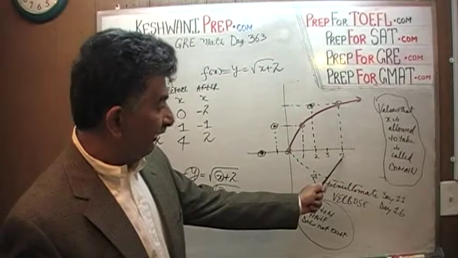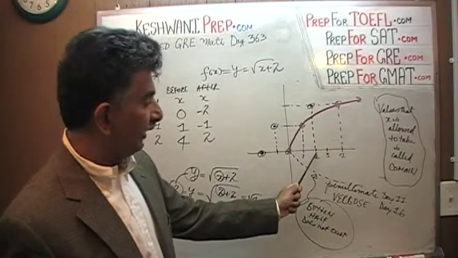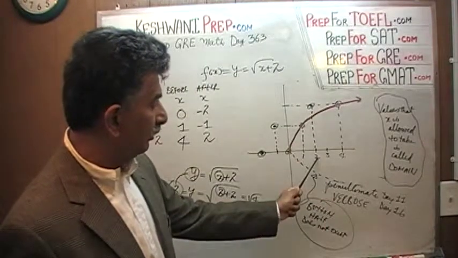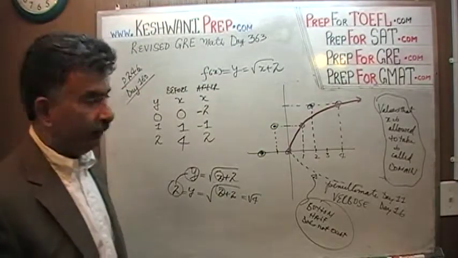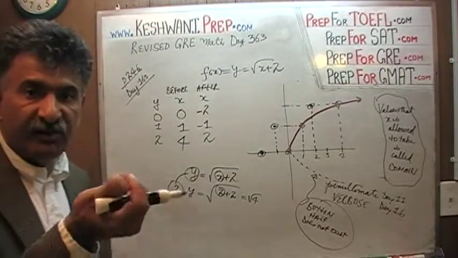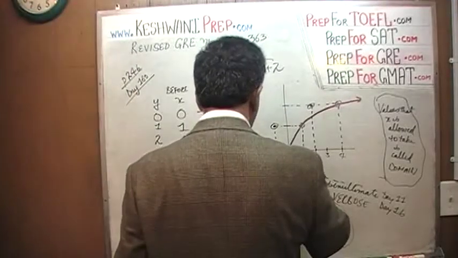Now, instead of x having to be 4, x is only 2. When x is equal to 2, y is equal to 2, because 2 plus 2 will give the square root of 4, which is 2, as you can see here. So it's the exact same graph, it's just been shifted to the left by 2 units. Let's put it together, shall we?